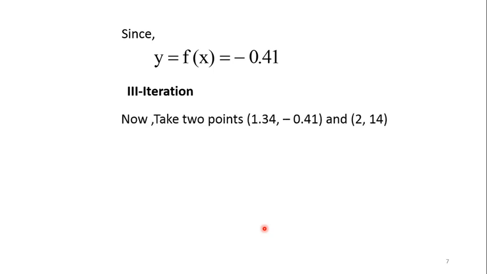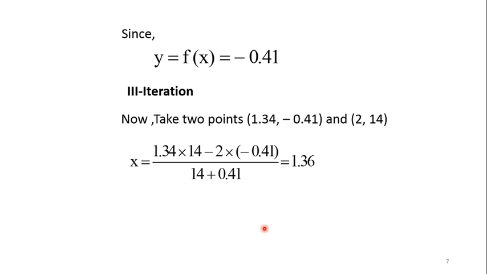Since again the value of the function at that point is minus 0.41, you continue to the third iteration. Now take the 2 points: 1.34, corresponding to which is minus 0.41, and 2.14, which is already there. Now again you find x at 1.34 into 14 minus 2 into minus 0.41, upon 14 plus 0.41, and this gives you 1.36 numerically.